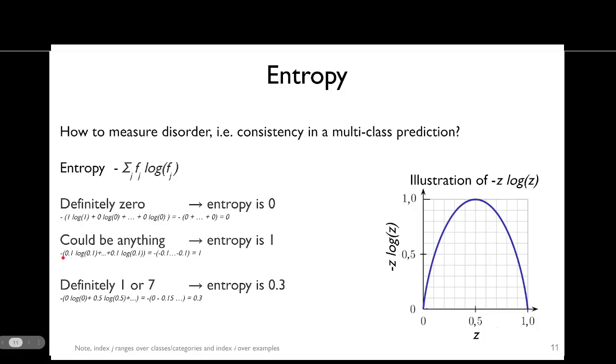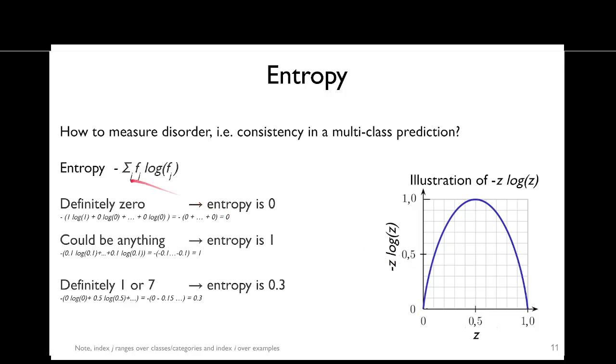Now in the case of 0.1, we get 0.1 times log 0.1, and that amounts to 0.1 in total, and that means that in sum we have 1. Also perfect. And in this case, 0.5 times log 0.5 amounts to roughly 0.15. We got it twice, the other values were 0, so we got 0.3. So this definitely 1 or 7, a pretty low value here at 0.3, also good.